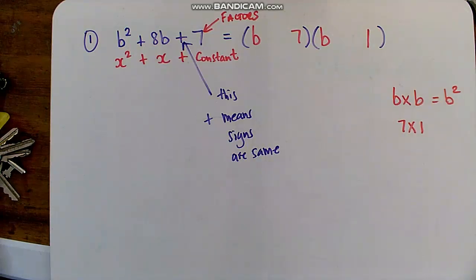Will they both be negative or will they both be positive? So that plus that's indicated means that the signs will be the same. Either they will both be positive or they will both be negative. The next question to ask yourself: how will I know if it's both negative or both positive? All you have to do is look at the center term. Therefore, both will be positive. And so the factors here are (b + 7) and (b + 1).